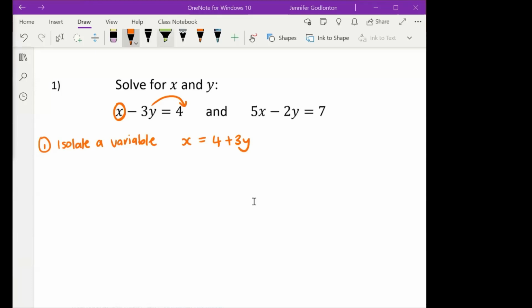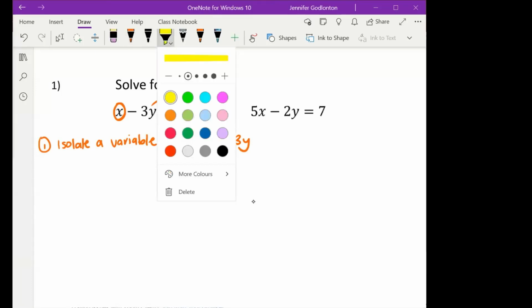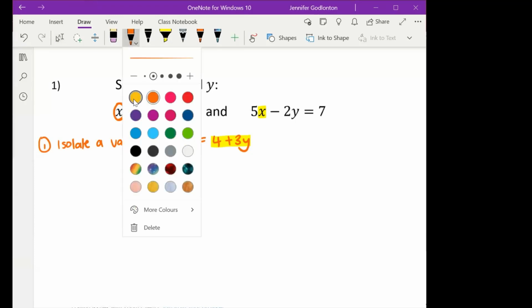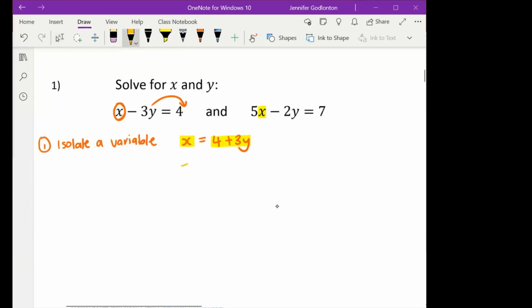Now we know that this whole situation over here is what x is, and that is also an x. Instead of writing x, we are now going to write what we have just figured out x to be in terms of y. So we're going to say 5, and now instead of x, we're going to write 4 plus 3y, because that is what x is, minus 2y equals 7.